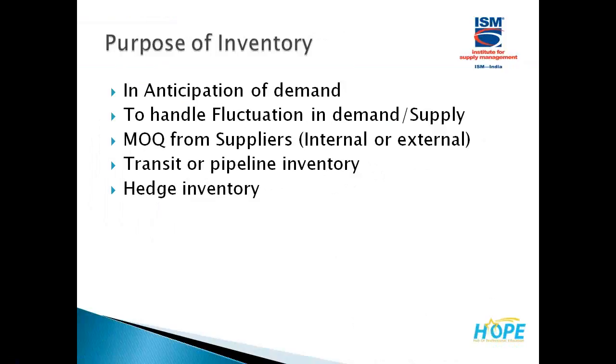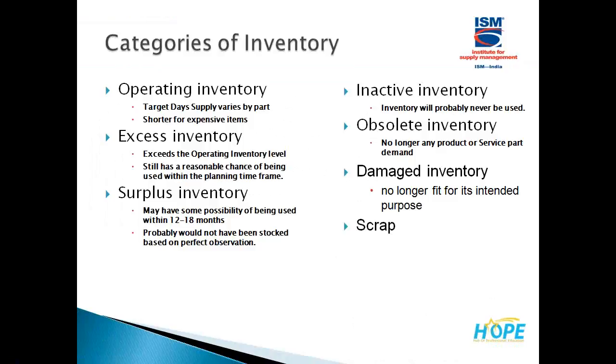A very common example is in our housing society. Suppose somebody says there is a shortage of water for the next 3 days. What do we do? We hedge the water in our different utensils. And once this event is over, we consume the water, and again we go back to the normal level of inventory.